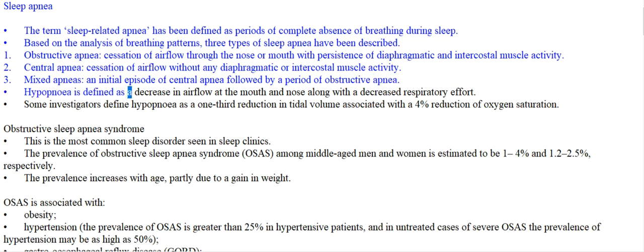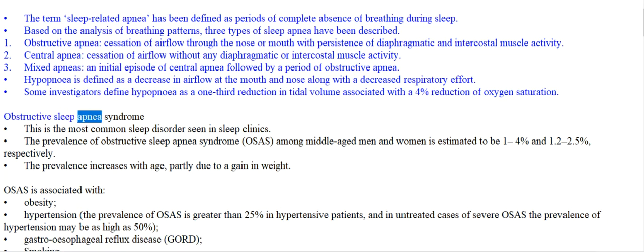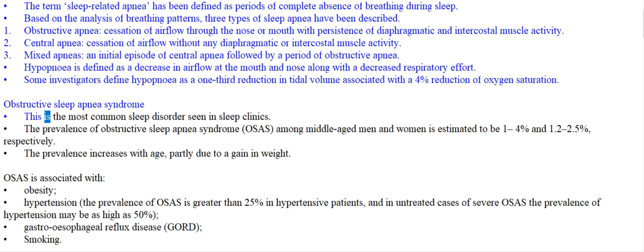Hypopnoea is defined as a decrease in airflow at the mouth and nose along with a decreased respiratory effort. Some investigators define hypopnoea as a 1/3 reduction in tidal volume associated with a 4% reduction of oxygen saturation. Obstructive sleep apnea syndrome. This is the most common sleep disorder seen in sleep clinics.